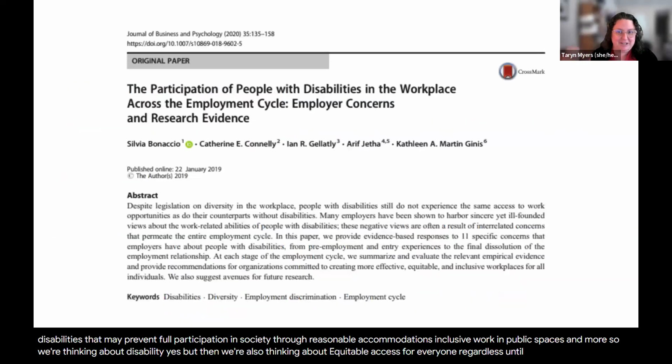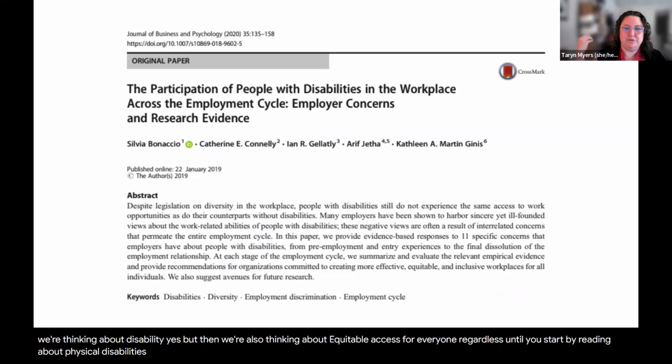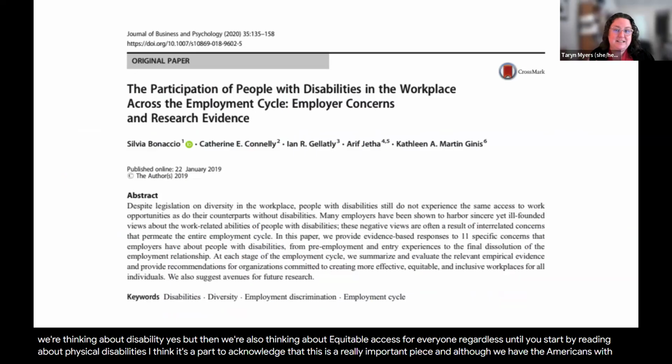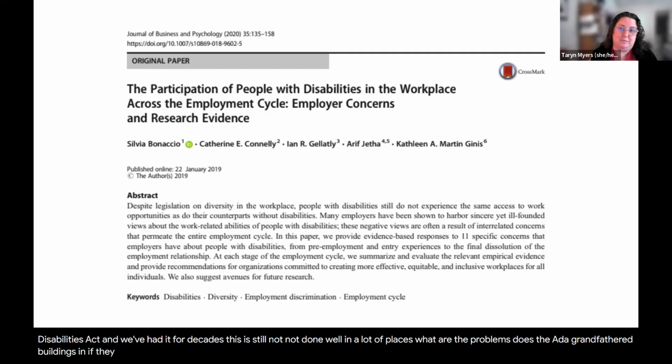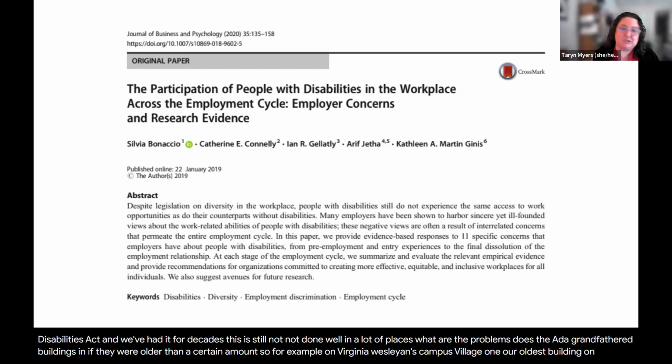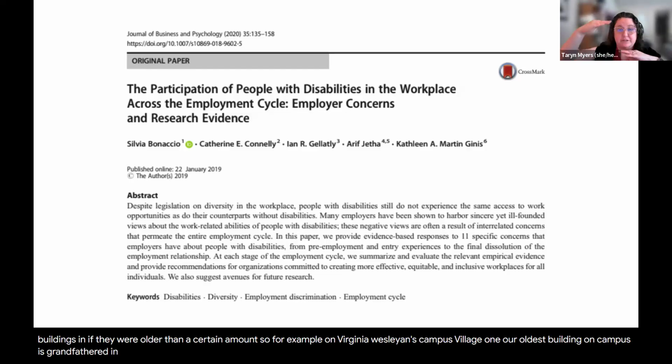So you'll start by reading about physical disabilities. I think it's important to acknowledge that this is a really important piece. And although we have the Americans with Disabilities Act and we've had it for decades, this is still not done well in a lot of places. One of the problems is the ADA grandfathered buildings in if they were older than a certain amount. So for example, on Virginia Wesleyan's campus, Village 1, our oldest building on campus, is grandfathered in. So even though it's 2 stories, it is not required to have an elevator to access the second story.